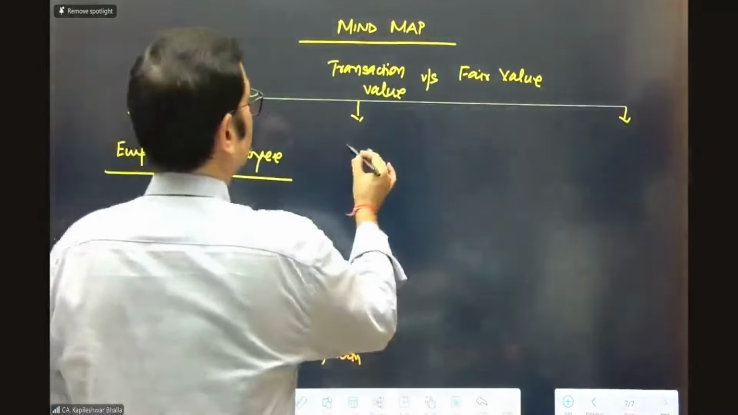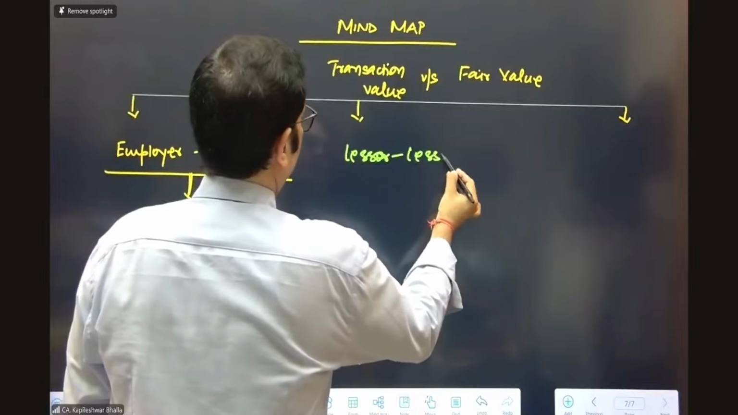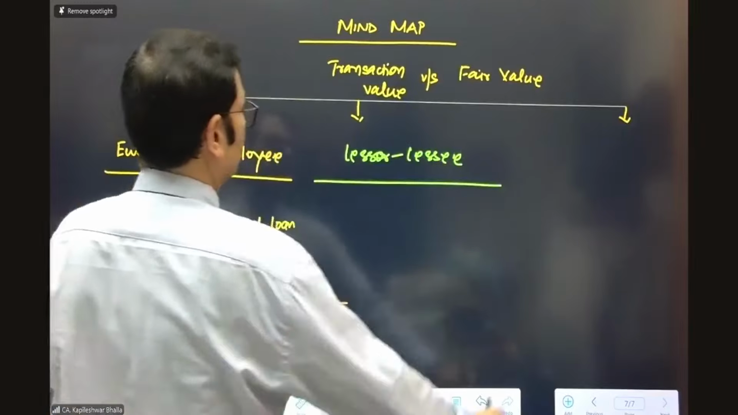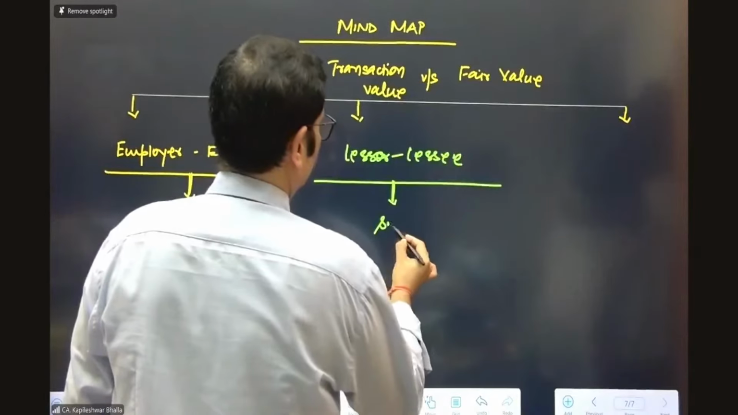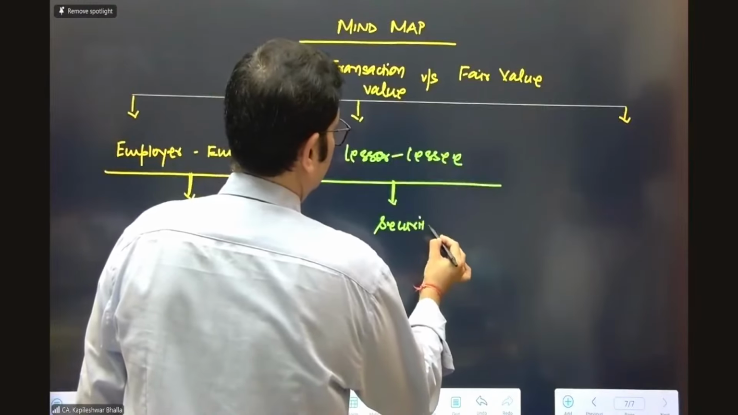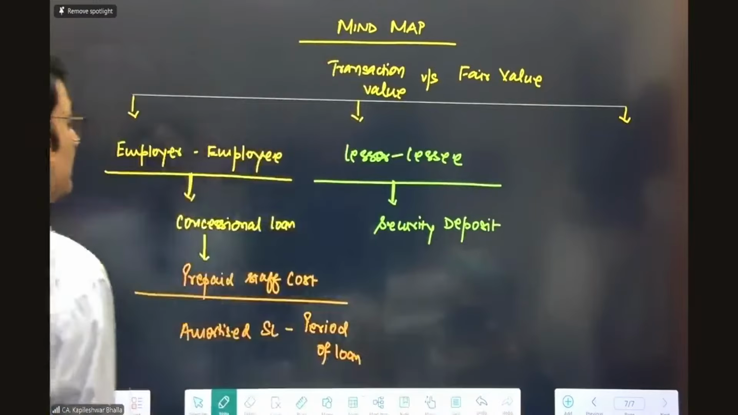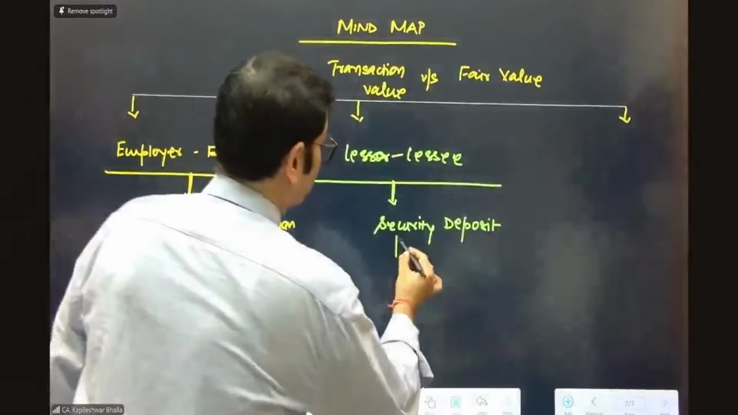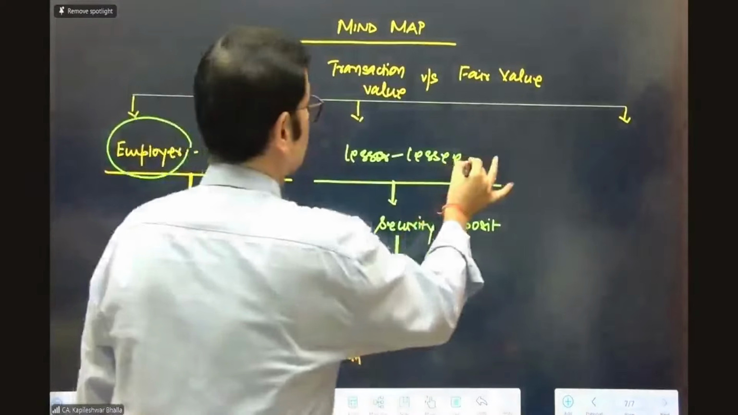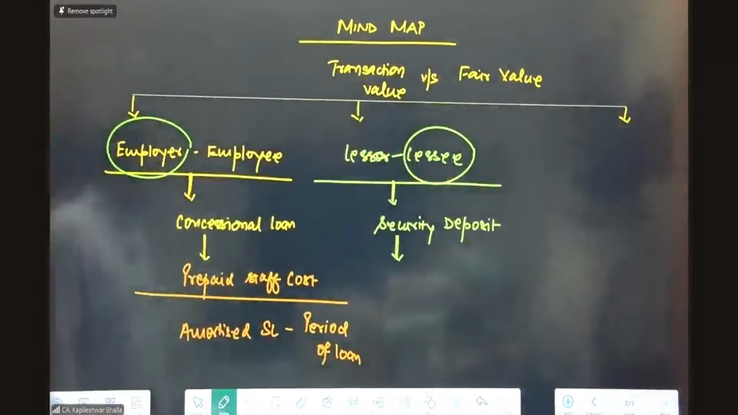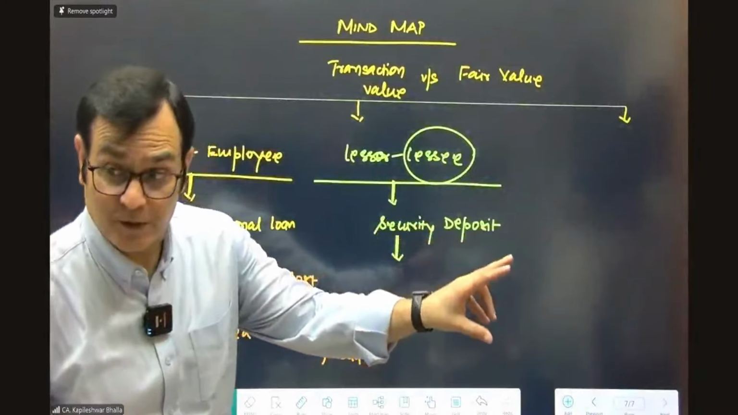The second one I'm looking at is a lessor-lessee relationship. And if it is a lessor-lessee relationship, I'm looking at a security deposit which is made in the connection. And if there is a security deposit, let me now ask you, where are you going to take the difference in the books of the lessee? This was accounting in the books of employer. This is accounting in the books of the lessee. So where will you take the difference in transaction and fair value in this particular case?